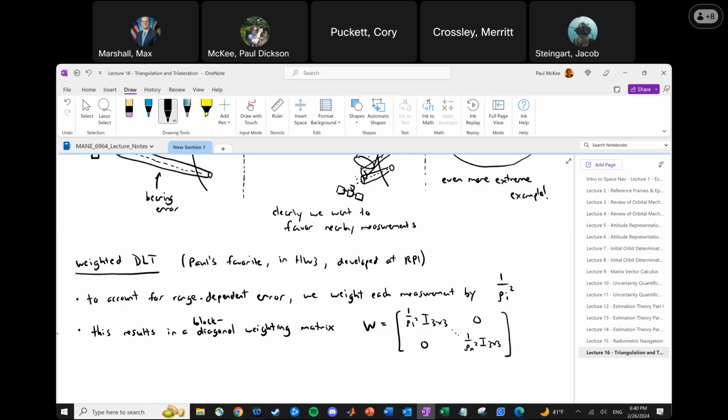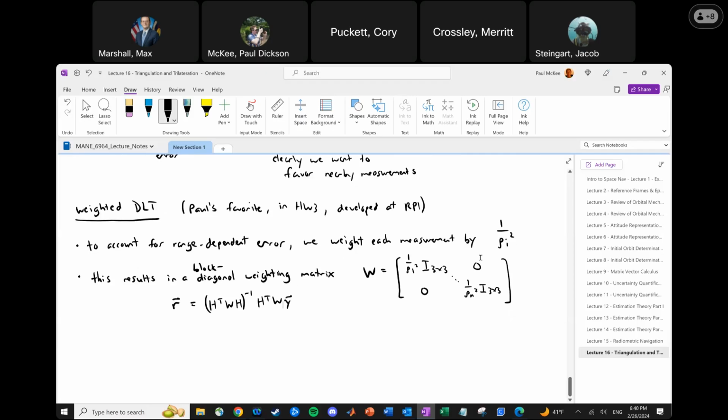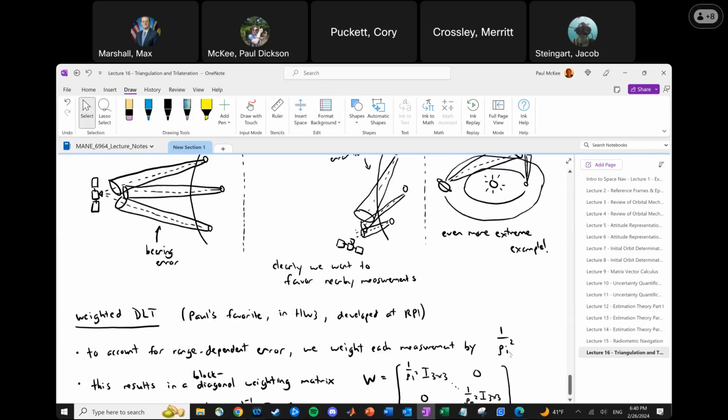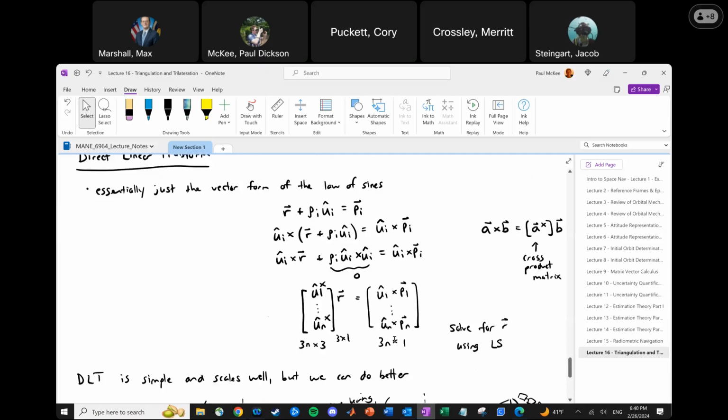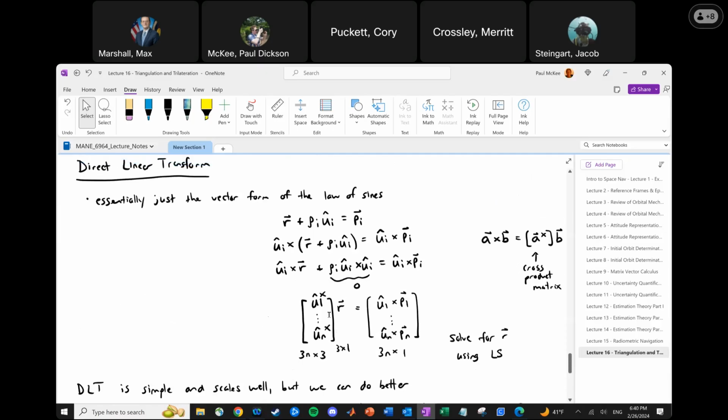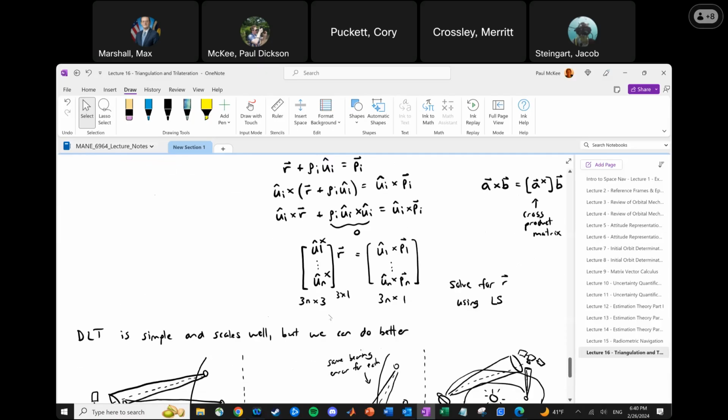And then we know that R is equal to H transpose W H inverse H transpose W Y, right? That's how we solve a weighted least squares problem. Now, some of y'all might be getting ready to yell at me because, wait a minute, Paul, we are trying to use the ranges to weight this least squares problem, but we don't know the ranges. That's the whole point. The whole point of the direct linear transform is that we don't know what the ranges are. Yes, I'm aware of that.